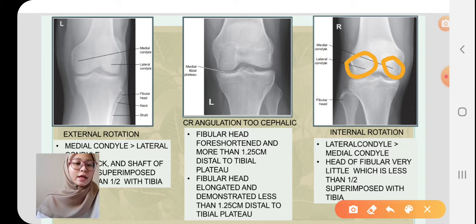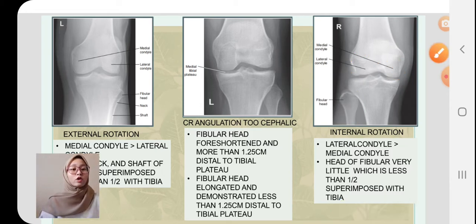And the second evidence is that the proximal head of the fibula is only slightly superimposed with the tibia, which is not more than half. We can say less than half of the fibula is superimposed with the tibia. This is the fibula and it is less than 1/2.